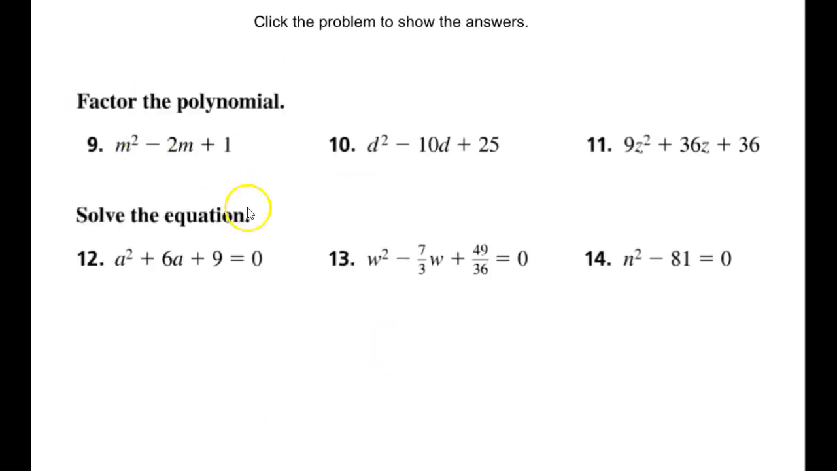So here are some for you to try. Really look down at number 13, because we're dealing with fractions, and I know that fractions can be difficult, so the more you practice, the easier they will be.